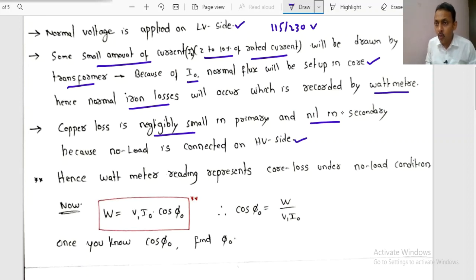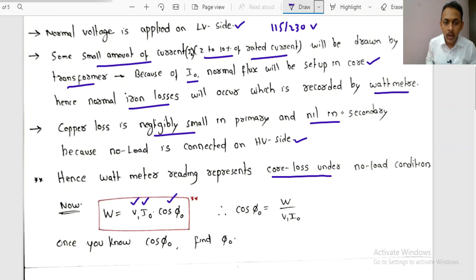Based on this, whatever the wattmeter reads represents the core loss under no load condition. What does the wattmeter read? It gives the product of the voltage across the potential coil, the current flowing through the current coil, and the cosine of the angle between the voltage and current. So indirectly, the wattmeter reading W is equal to V1 I naught cos phi naught.